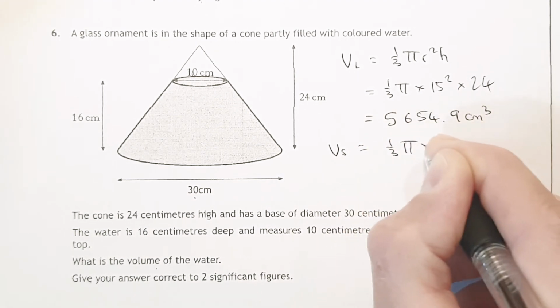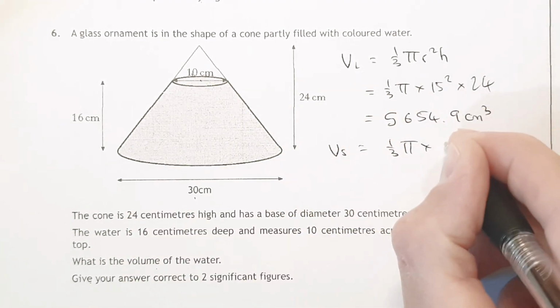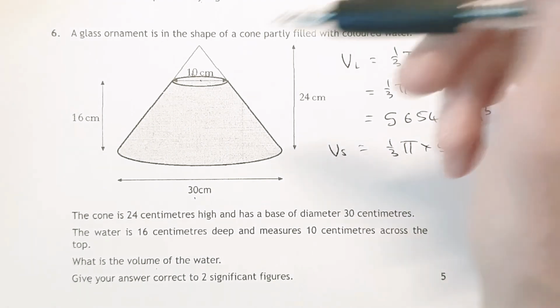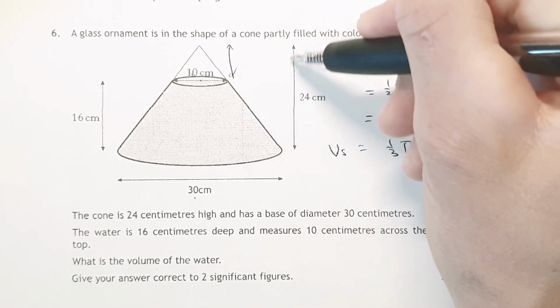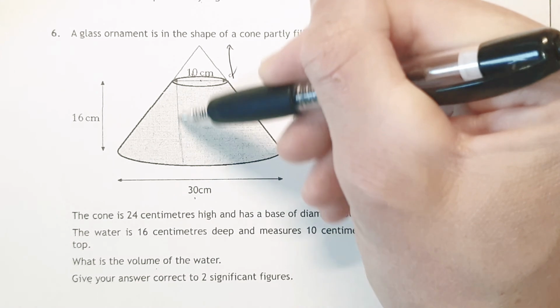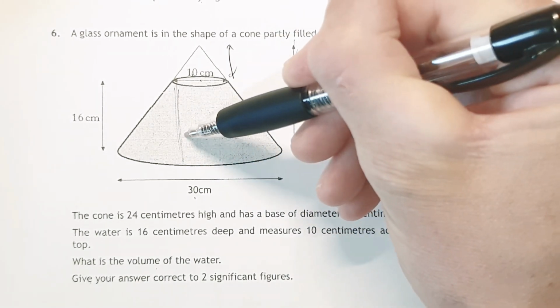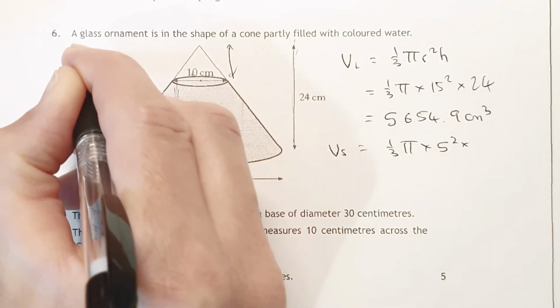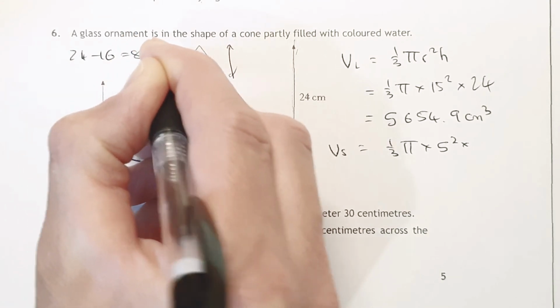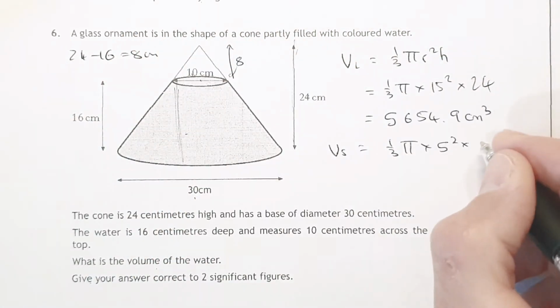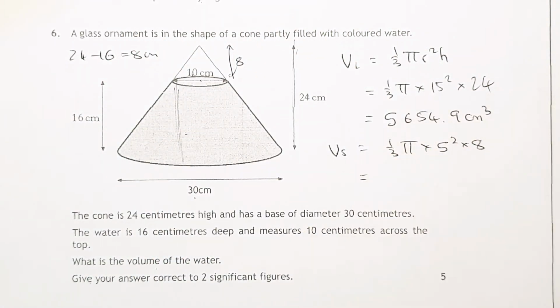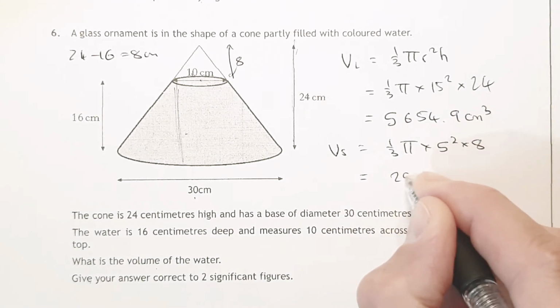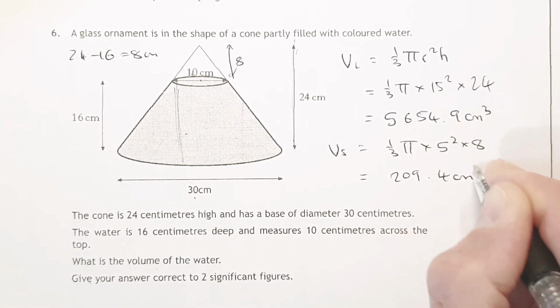Your small one, 1/3 times pi times, now your radius is half of 10, it's 5. Now the height of it is this wee bit here. Well, 24 is top to bottom and 16 is this measurement here. So 24 subtract 16 is 8 centimetres, so that's 8. So you're multiplying by 8. Okay, so you multiply all that together, you get 209.4 cubic centimetres.